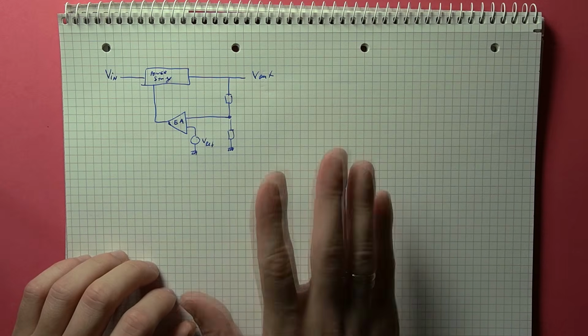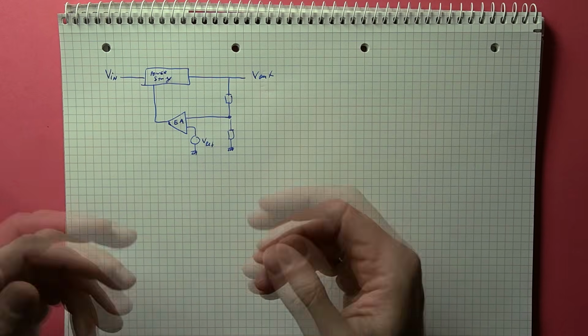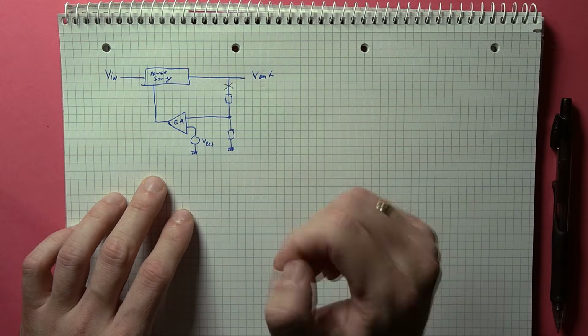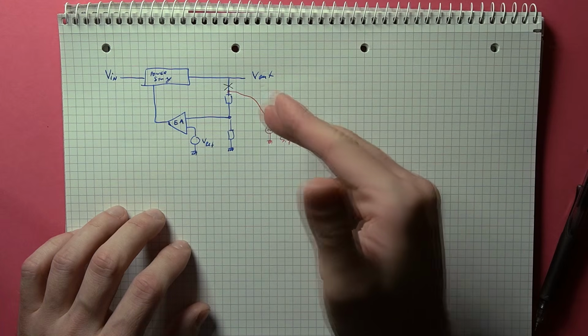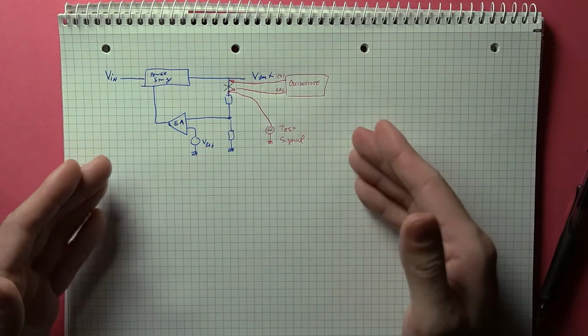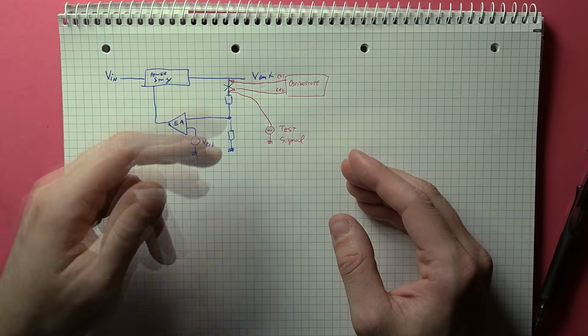The general idea behind this test is quite simple. You take your power supply, you interrupt your feedback loop so that you can inject a test signal into it, and then observe the variation in the output.